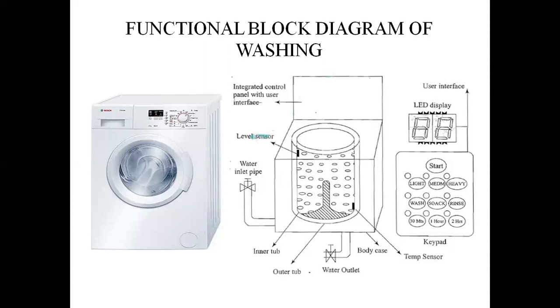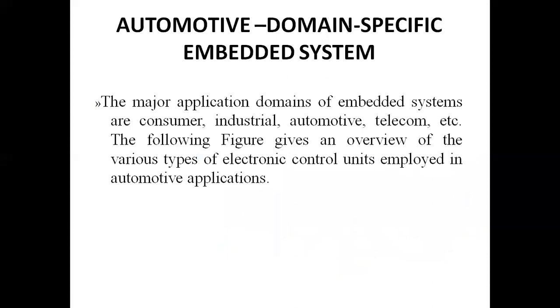So the other types of input-output interfaces which are invisible to the end user are different kinds of sensor interfaces, for example, water temperature sensor, water level sensor, etc. So this is the functional working of the block diagram of this washing machine. Next we are going to see the automotive domain specific embedded system.